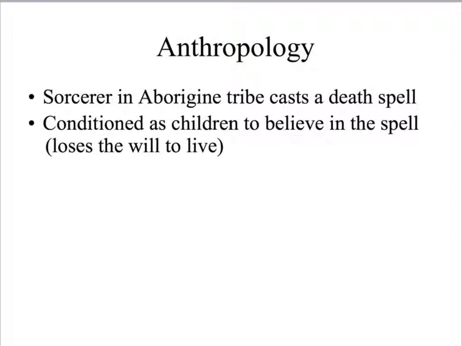Anthropology is another example that we might see. For example, a sorcerer in an Aborigine tribe casts a death spell, and then children may actually die because they believe in the spell, and so they would essentially lose the will to live.